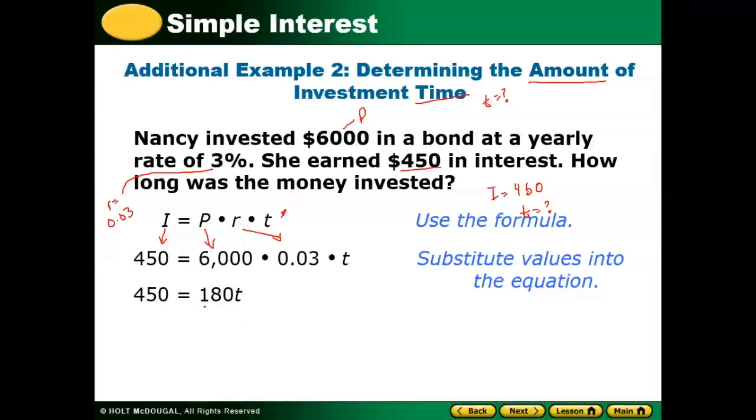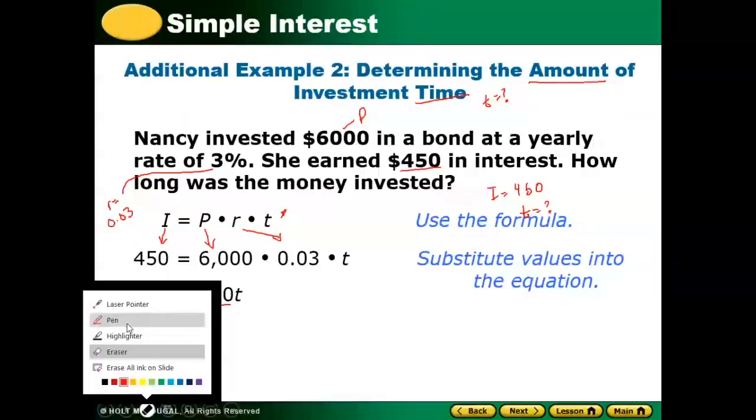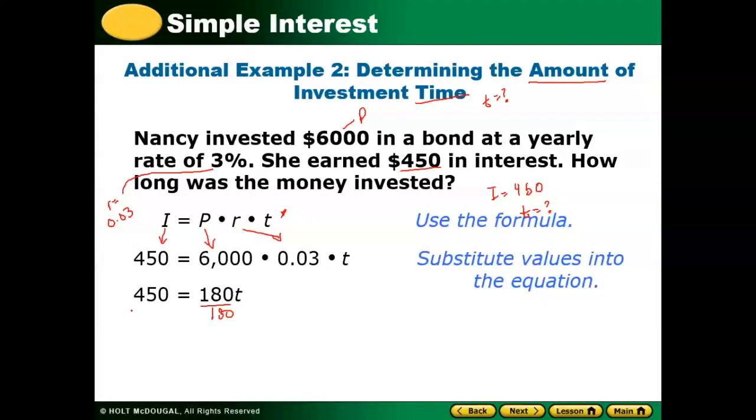And then to get t by itself, I have to divide this side by 450, or sorry, oops, that is not what I meant to say. It should be by 180, my apologies. By 180 and the other side by 180. And that gives us a total of 2.5 as our T. So this means that the money has been sitting in that account for 2.5 years to be able to have gained $450 in interest.